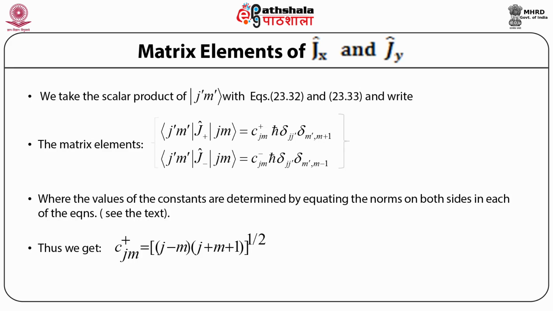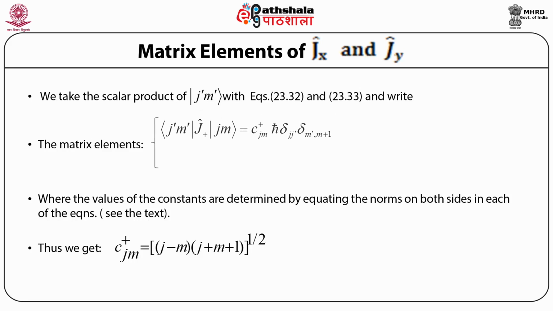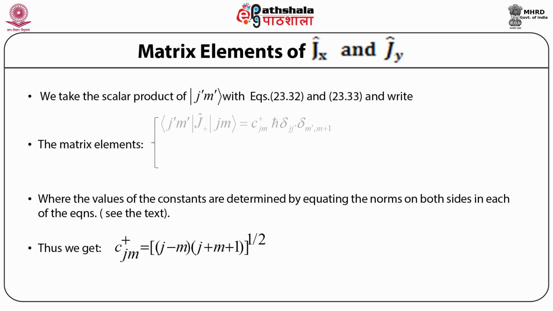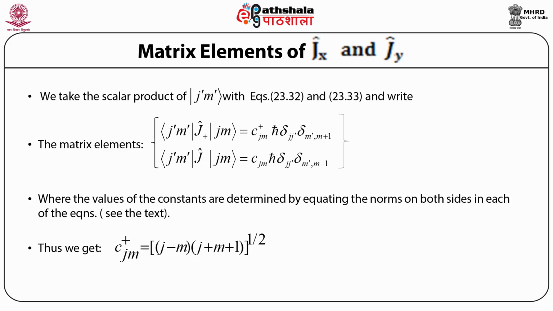Delta operator Jj prime would give us a 1 if J is equal to J prime, and will give us a 0 if J is not equal to J prime. Similarly, delta operator M prime M plus 1 would give us a 1 if M prime is equal to M plus 1, and 0 if M prime is not equal to M plus 1.